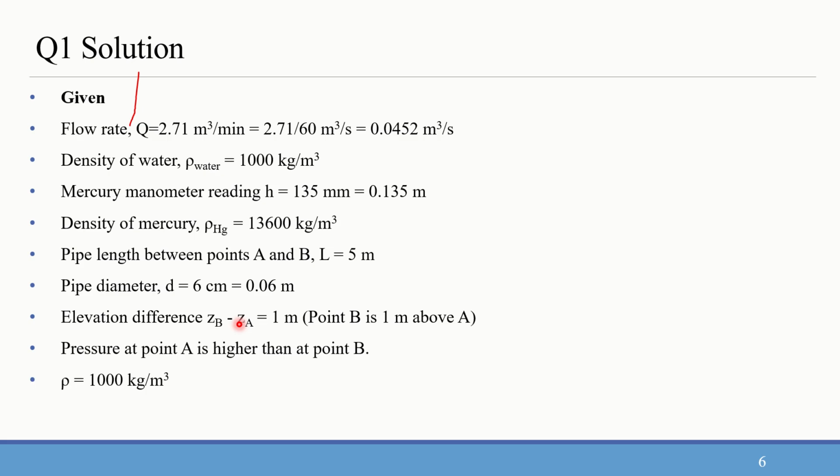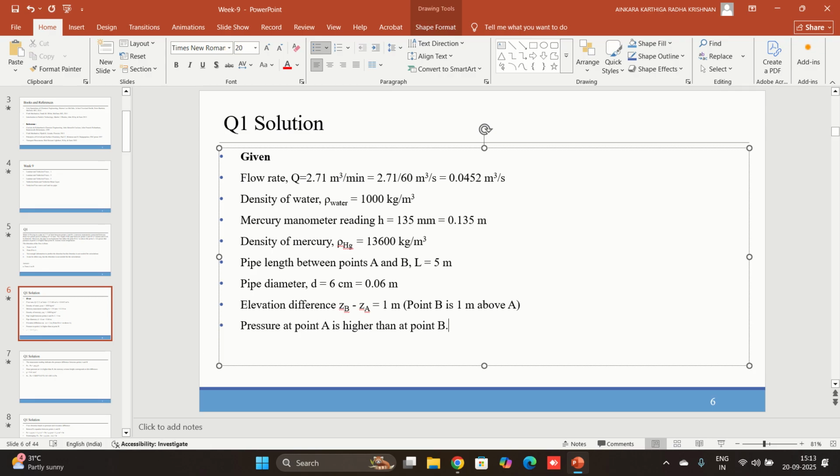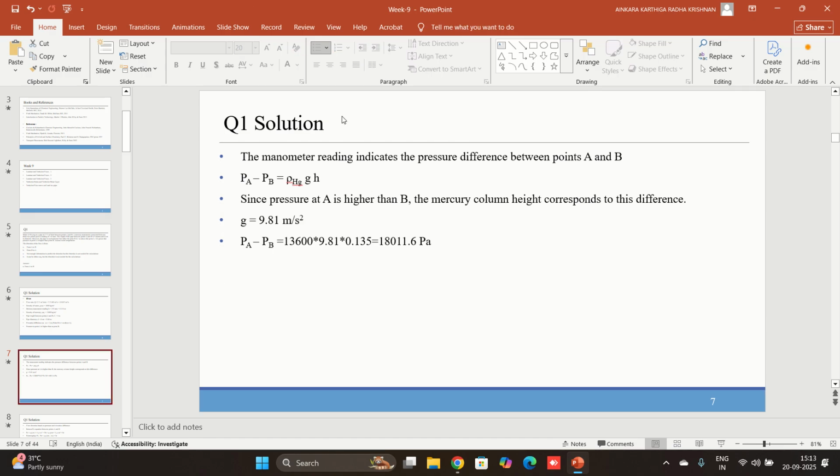And this is not needed because we already did it. We already wrote rho. So we can directly go to the next one. So manometer reading indicates the pressure difference between point A and B. So PA minus PB can be given by rho gh. So here rho is density of mercury. So pressure at A is higher than pressure at B. Mercury column height corresponds to this difference. So we can substitute everything.